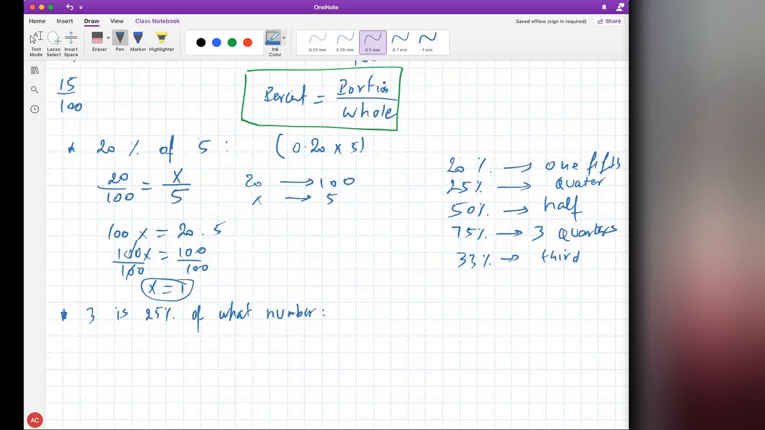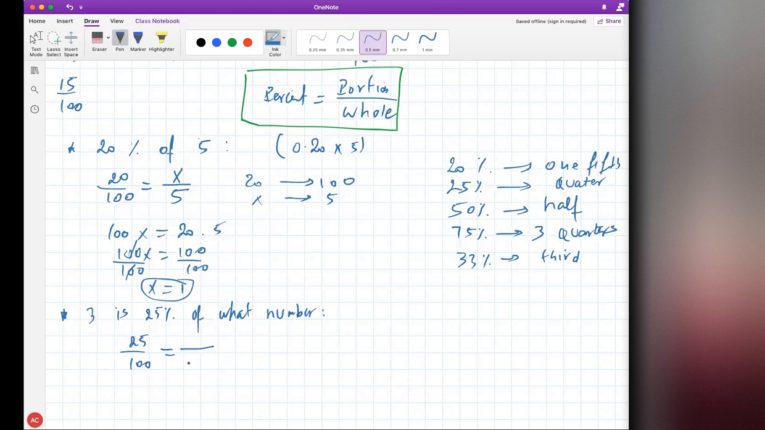So what are we missing here in this equation? Are we missing the percentage, the portion, or the whole? We're missing the whole. Exactly. So make this into a fraction right away. If you have a percent, make it a fraction right away. This is 25 over 100. Or you can make it a ratio like this.